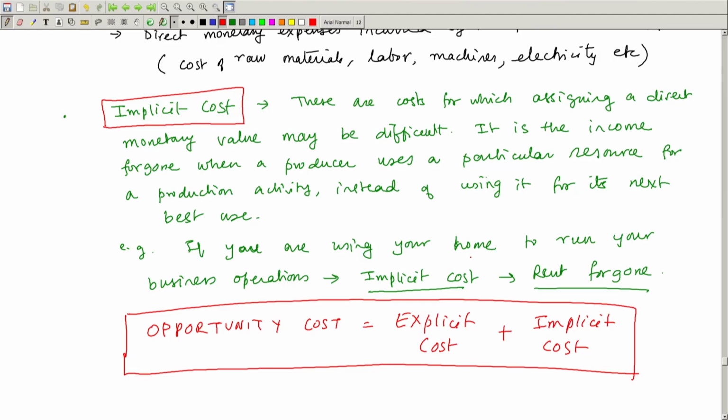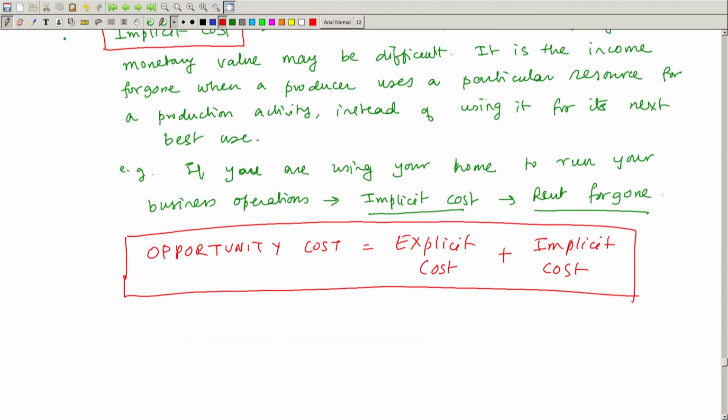But notice, because I am using the room as office space, I am foregoing the option of actually renting out that room to somebody else who could have paid a rent for me. Now, that's an income that I have foregone, that I'm no longer getting. That's an implicit cost. And if I don't factor that into account, I will be underestimating my cost of operations. So, opportunity cost or the total cost or the economic cost that you have in mind is the sum of the explicit cost and the implicit cost.